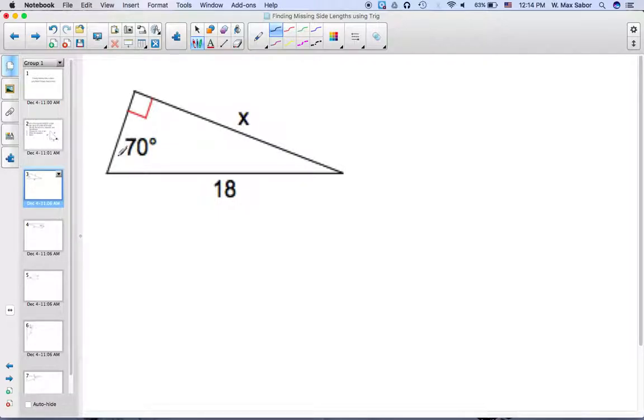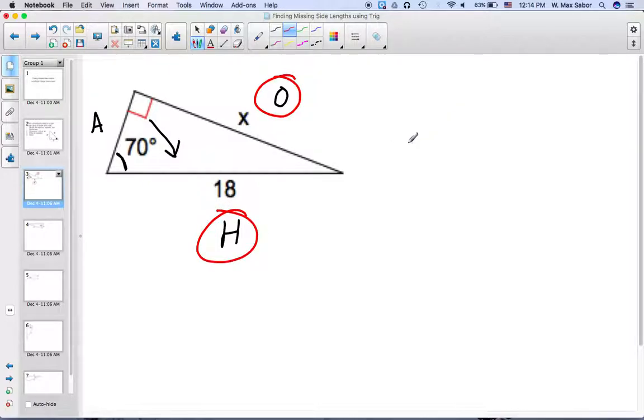So here our reference angle is the 70 degrees. This is opposite, this is hypotenuse, and this is adjacent. Hypotenuse because it's across from the right angle, opposite because it's across from 70, and adjacent is the other one. Now, what relates opposite and hypotenuse? Well, sine relates opposite and hypotenuse.